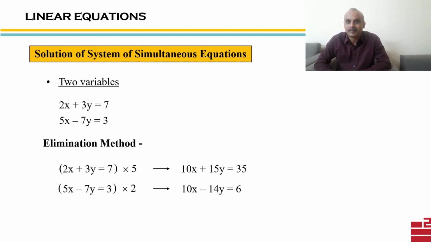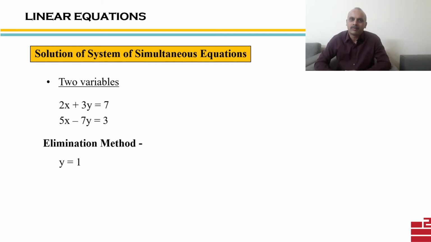so that the result is equations where the coefficients of x are the same in both equations, and that is 10. When I subtract the equations, the 10x gets cancelled with 10x and I am left with only an equation in y. So we get 29y is equal to 29. And so the value of y comes out to be 1.